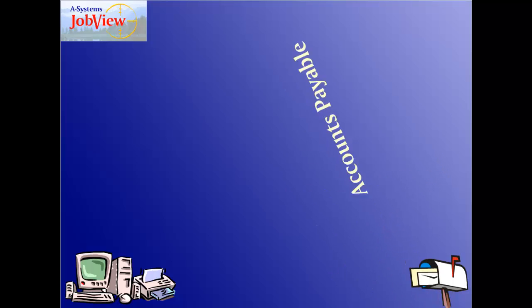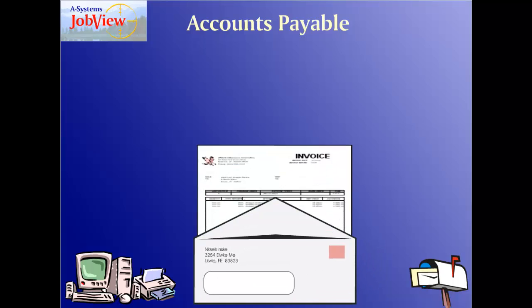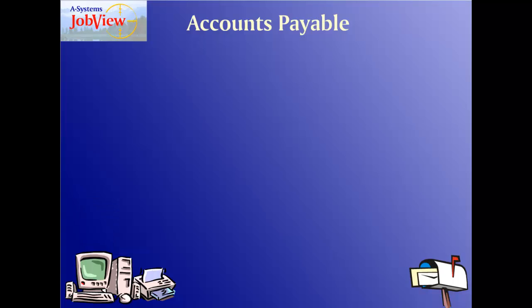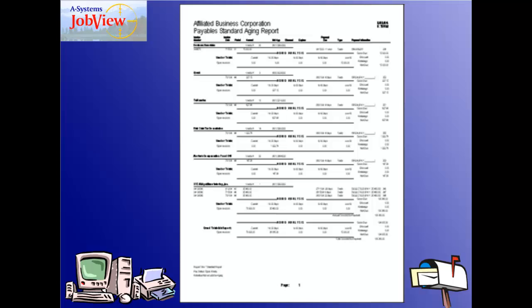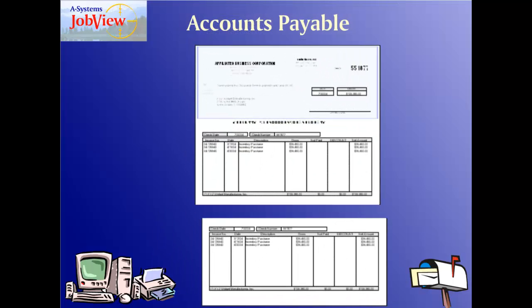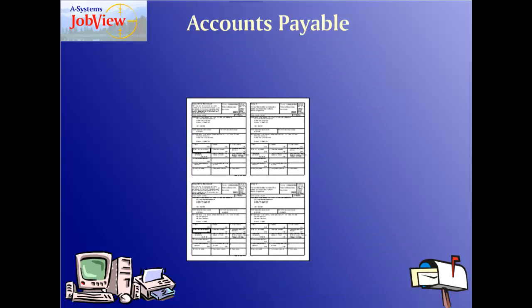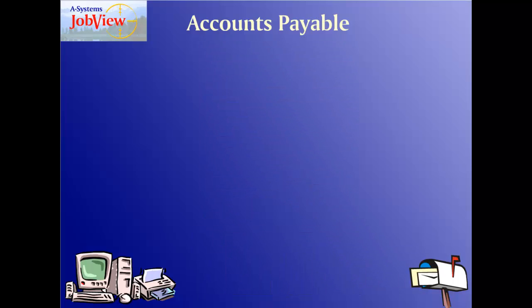processes. Accounts payable is the process of receiving invoices from vendors, entering them into the computer and charging them to the correct job or account, analyzing all unpaid invoices to see how much money you owe, selecting which invoices to pay, and printing checks to be sent to your vendors. You can also print 1099 forms for each qualifying subcontractor at the end of the year.